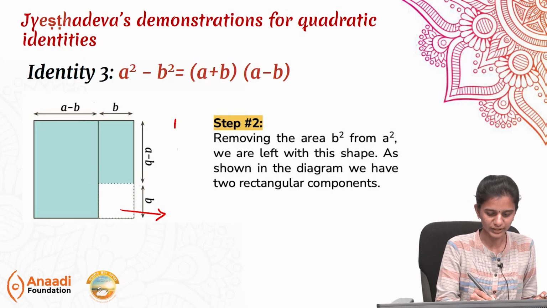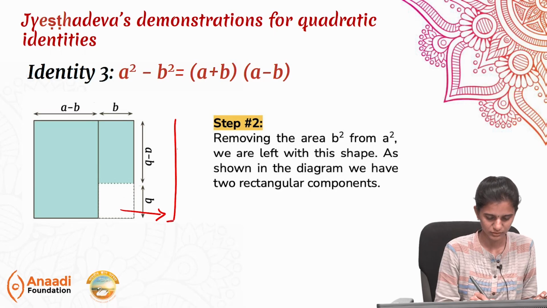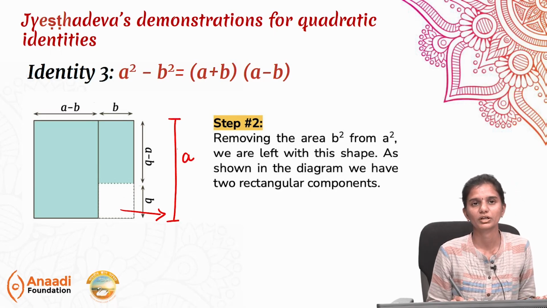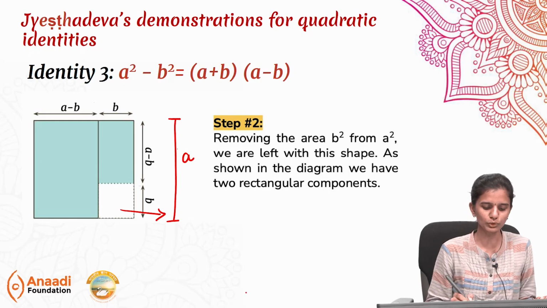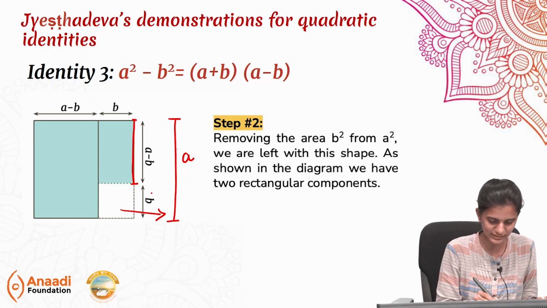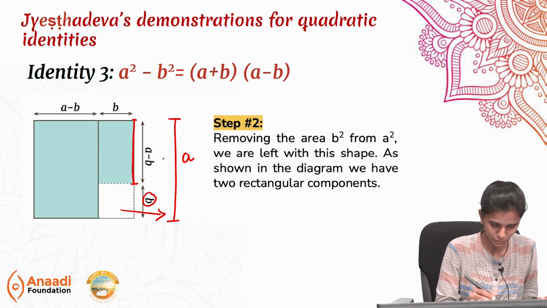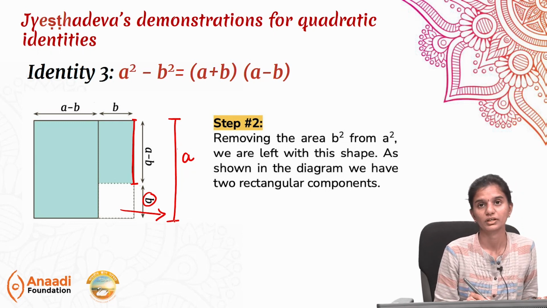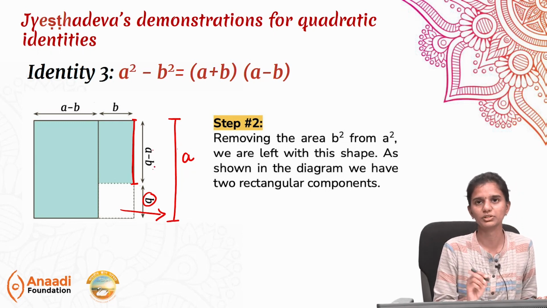So we know that the side length of this is A. So if we have to get the length of this rectangle, then we are going to subtract this B from this whole A. Then we get A minus B.